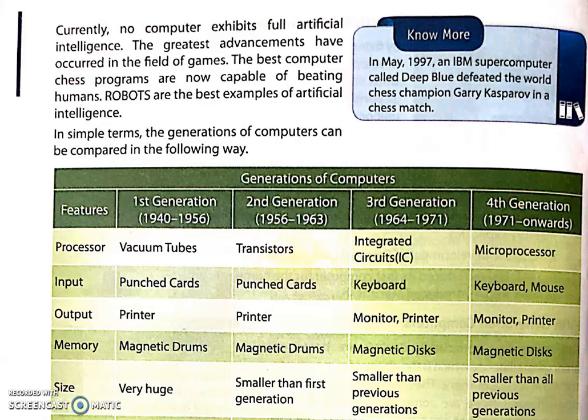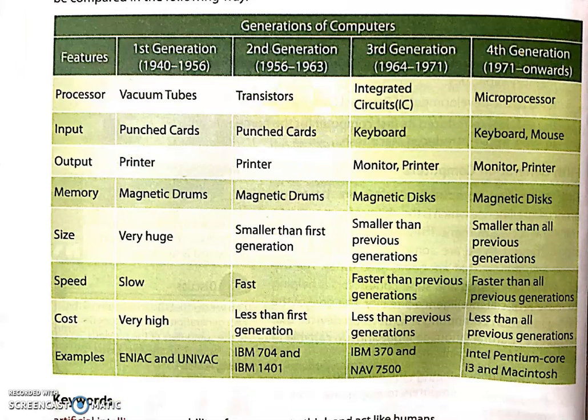Now, in simple terms, the generations of computers can be compared in the following ways. This table shows you all the four generations of computers together. Let's start with the features. The first generation used vacuum tubes, the second generation used transistors, the third generation used ICs, integrated circuits, and from the fourth generation onwards, we have microprocessors.